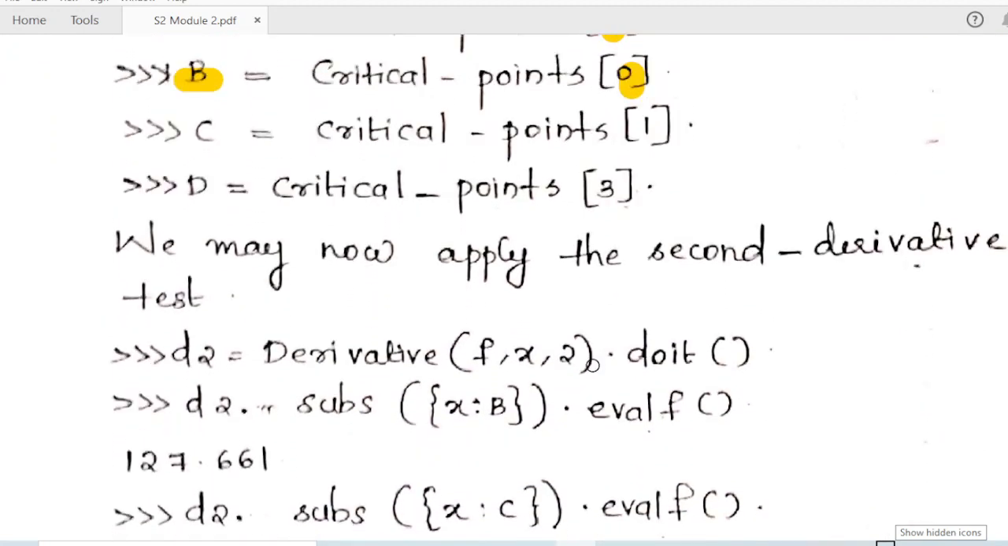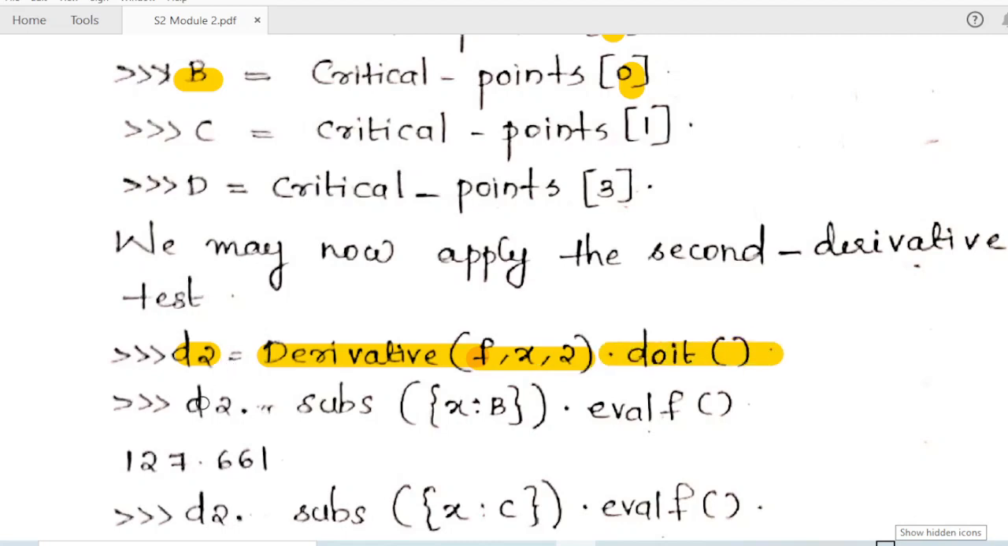Now, we may apply the second derivative test. Second derivative test means first we will be finding the value of the second derivative. First we will be finding the second derivative of f with respect to x. So for that we will be considering d2 equal to derivative function f comma x comma 2.